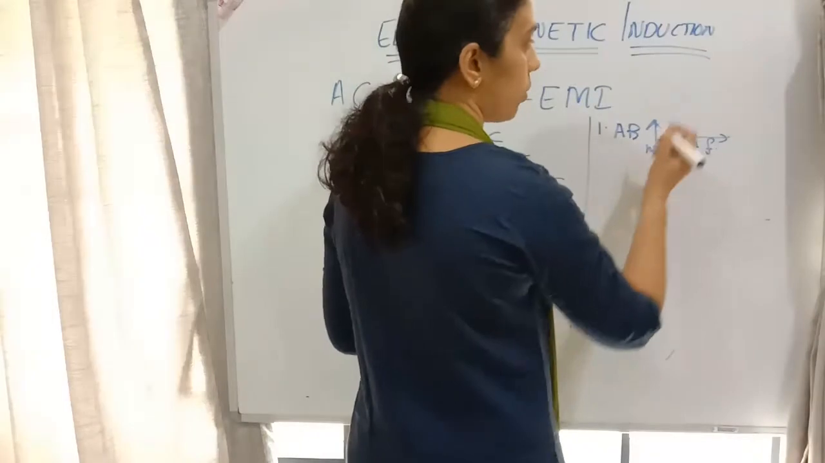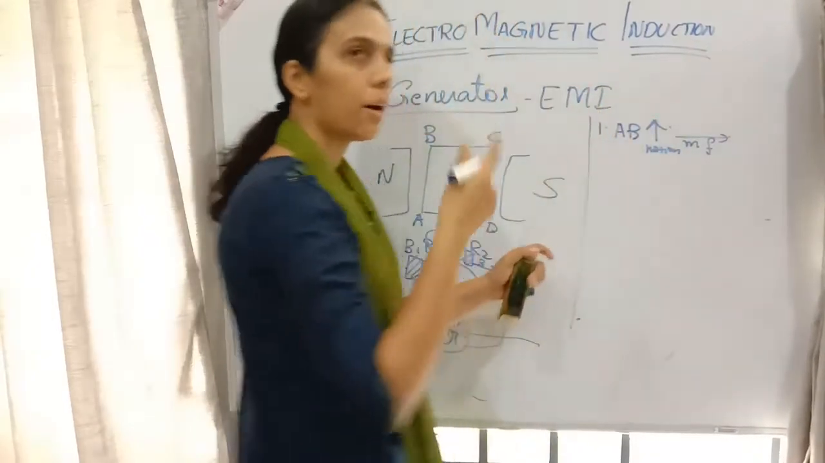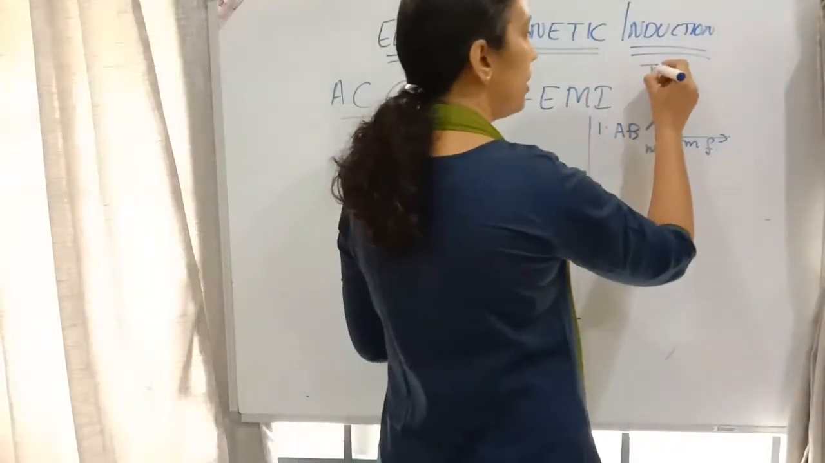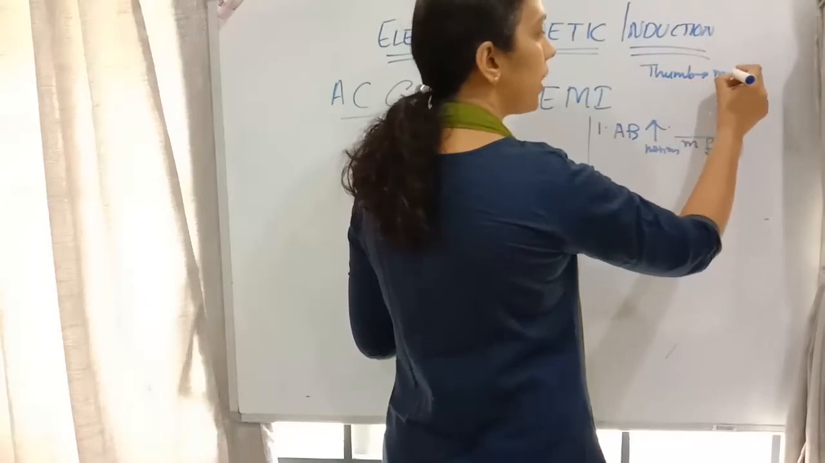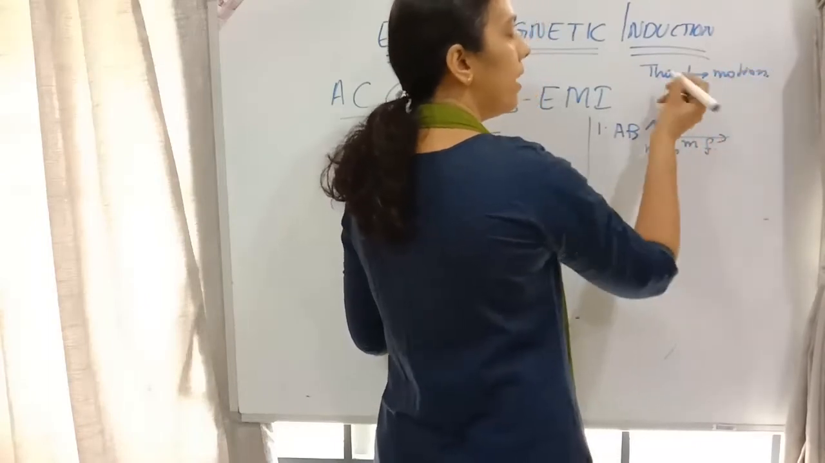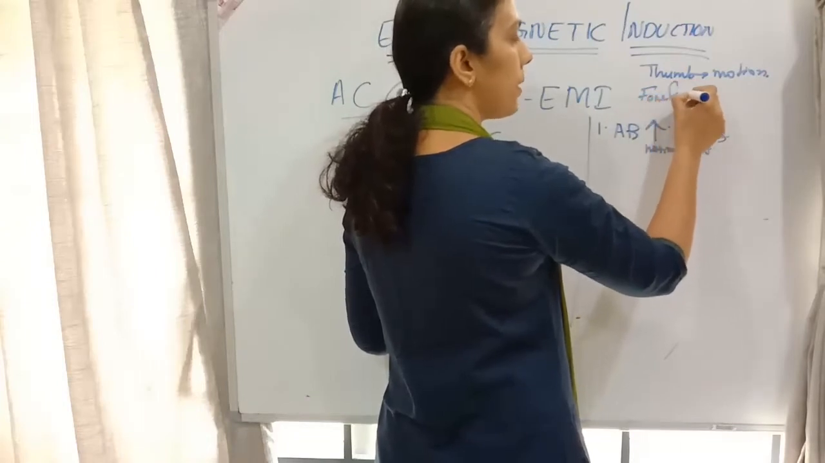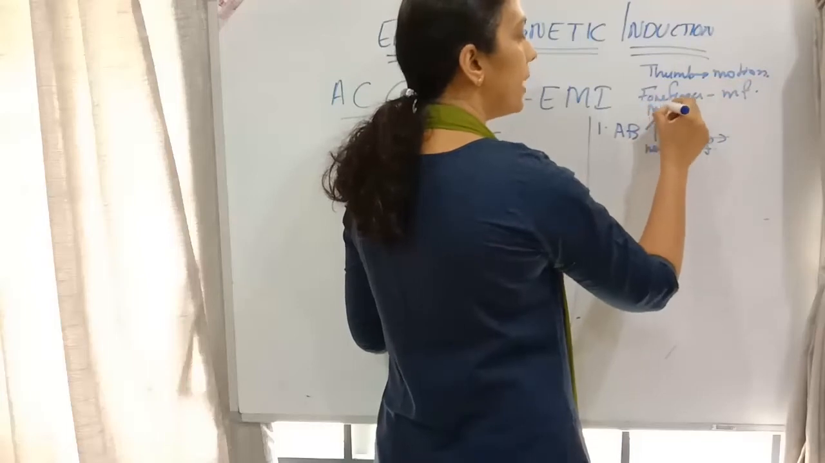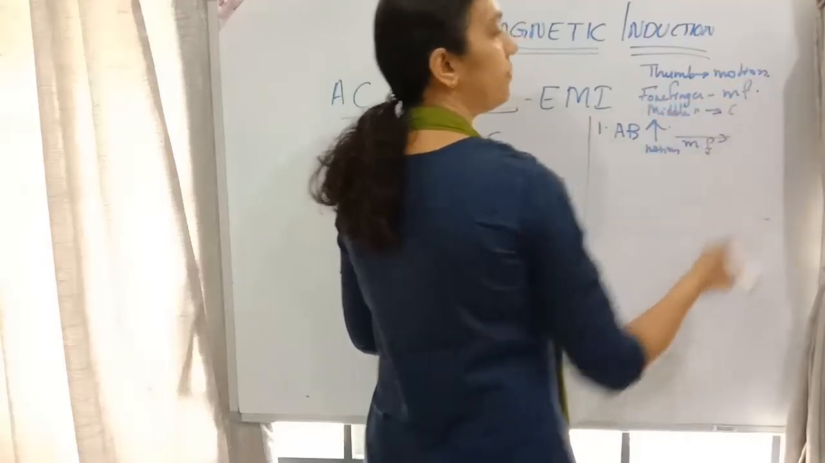What is Fleming's right hand rule? See, if the thumb, forefinger and middle finger are in mutually perpendicular directions, and the thumb shows the direction of motion of the conductor, and the forefinger represents the direction of magnetic field, then the middle finger will give you the direction of current.